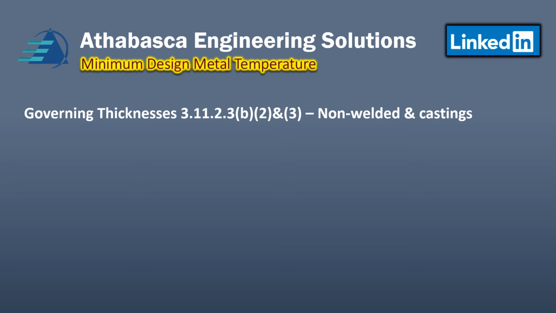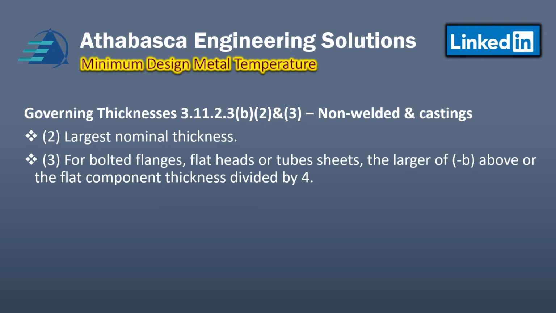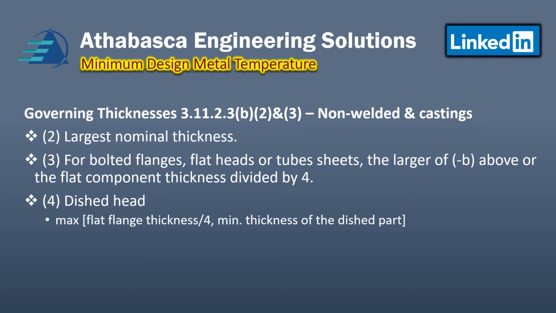Now we're going to continue on to governing thickness, which is 3.11.2.3b, 2 and 3. This is for non-welded castings. We always use the largest nominal thickness, and for bolted flanges and flat heads or tube sheets, the larger of B or above the flat components, and you basically divide it by 4. Or for dished heads, you use this equation. You can take the flat head assembly thickness and divide by 4, or you take the minimum thickness of the dished head part.